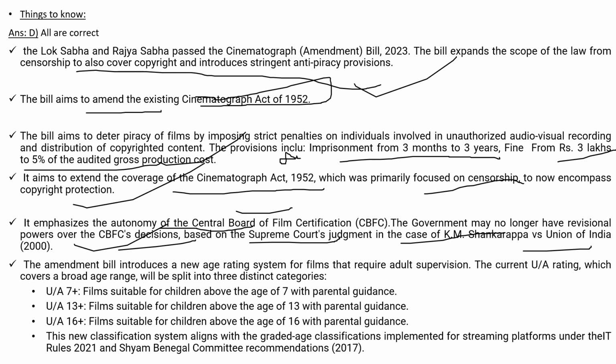The amendment bill introduces a new age rating system for films that require adult supervision. The current UA rating, which covers a broad age range, will be split into 3 different categories: UA 7 plus, UA 13 plus, and UA 16 plus. UA 7 plus means films suitable for children above 7 with parental guidance. UA 13 plus with parental guidance. And UA 16 plus suitable for children above 16 with parental guidance.